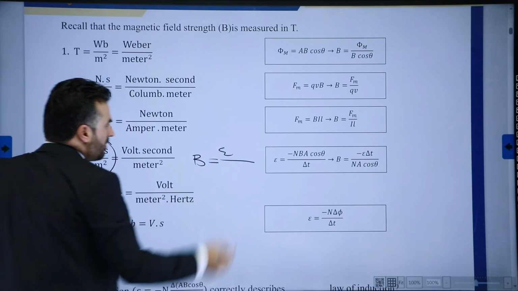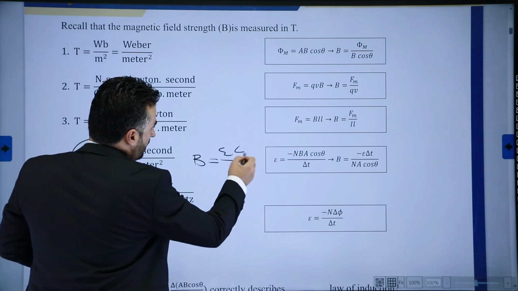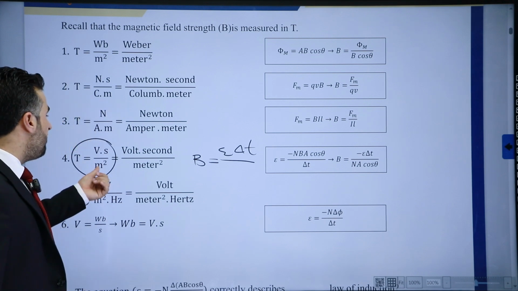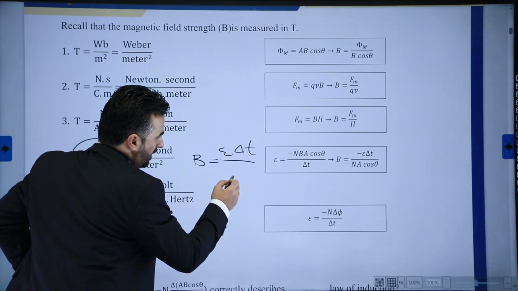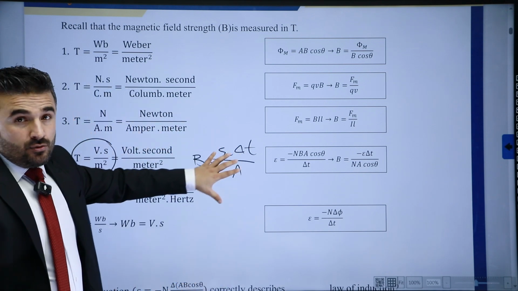The volt is basically for the electromotive force that is induced here. I do have second. Second is for time, or you can say delta time generally. And then I have meter squared, and of course, meter squared is for area here. So here's what I need to do normally.